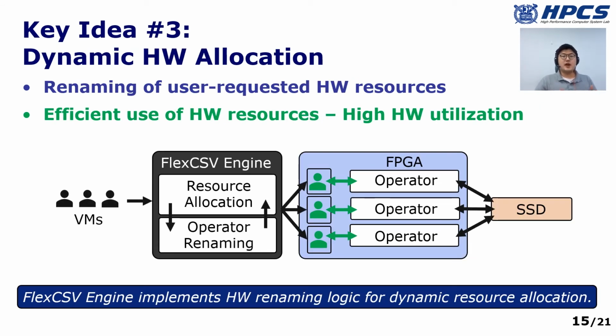Third, for dynamic hardware allocation, the FlexCSV engine implements a shared operator pool and dynamically maps user-requested operations onto available physical operators. In this way, the FlexCSV engine can quickly capture the dynamic behavior of a VM workload and avoid highly skewed resource usage. In the renaming stage, the operator renaming table manages the availability of the physically implemented operators so that it can dynamically allocate the hardware resources to multiple virtual machines.